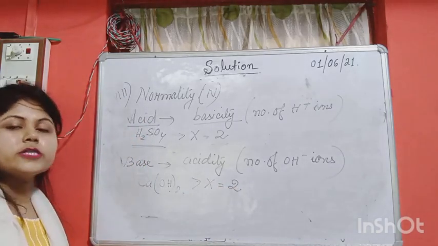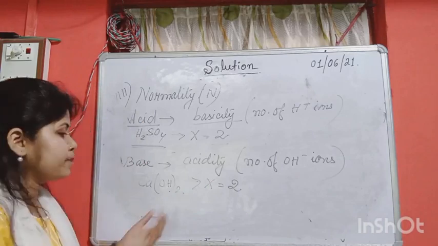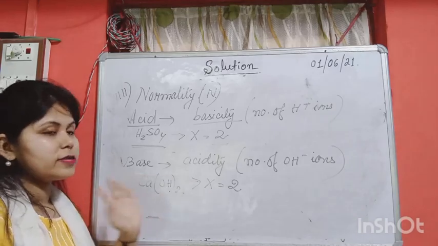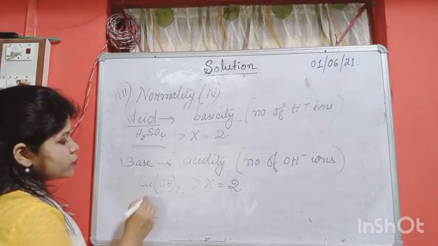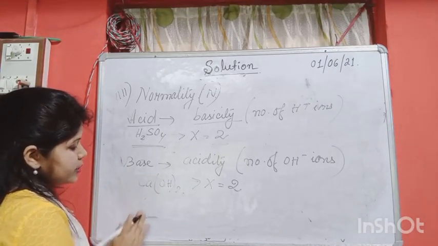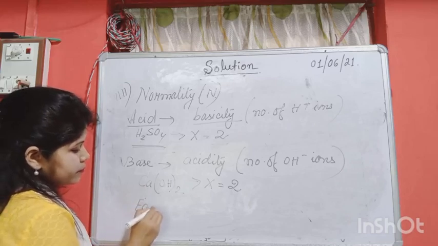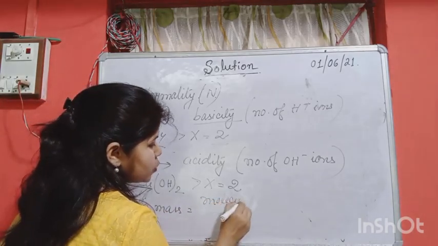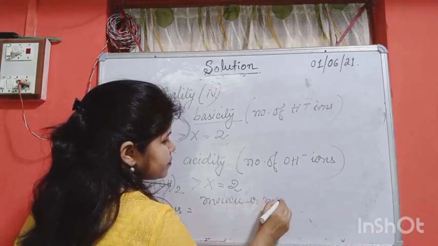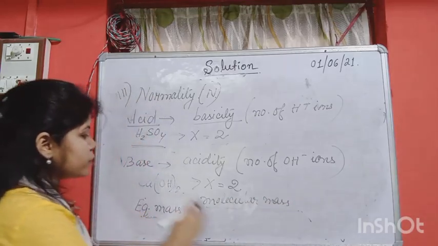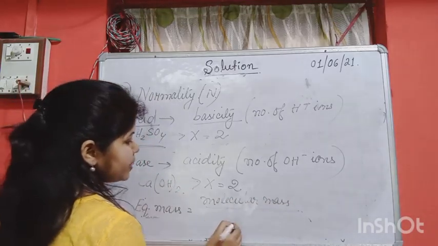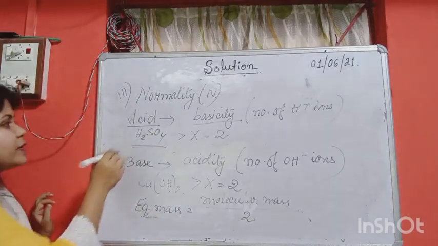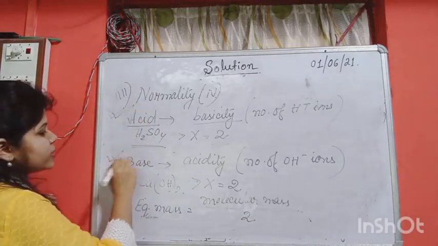For aluminum hydroxide, it will be 3, because Al(OH)3. So for Ca(OH)2, the number of OH minus ions will be 2, so the valency factor is 2. The formula for equivalent mass for a base will be the molecular weight, or you can say the molecular mass, divided by the valency factor for that base, which is 2. Yes or no? So we are having different rules. First for acid, the next one is for base.